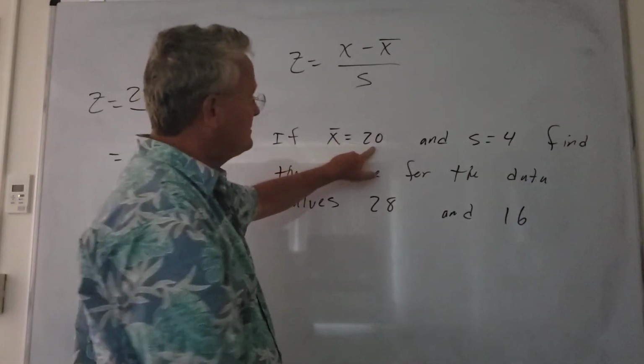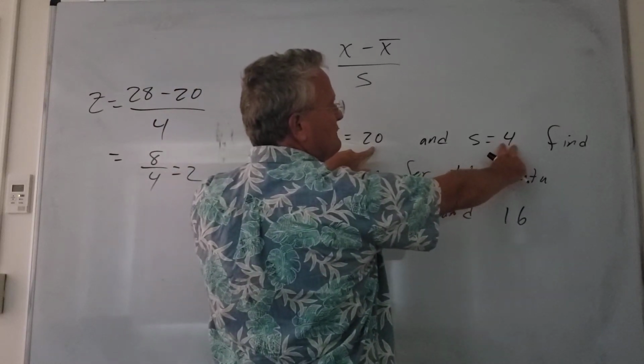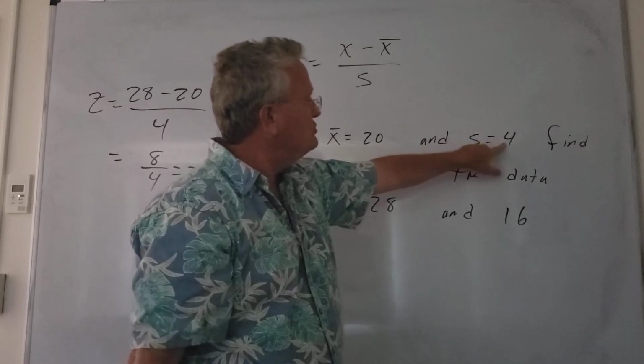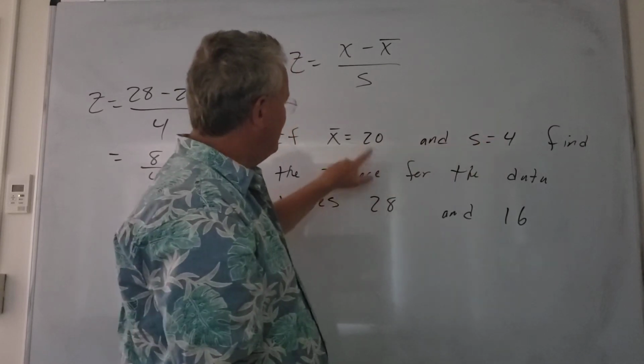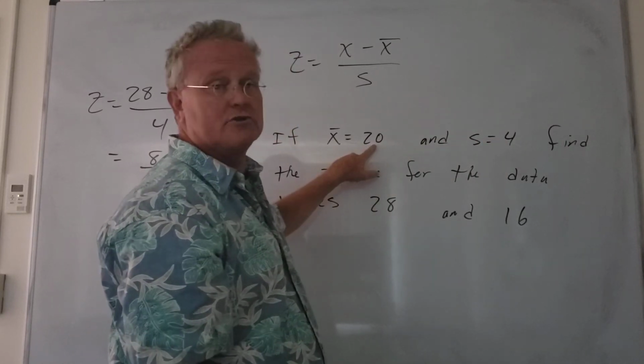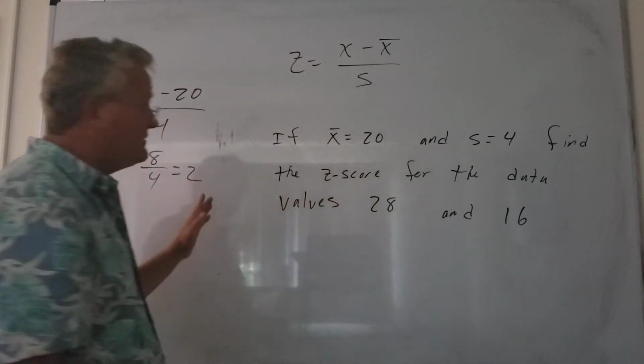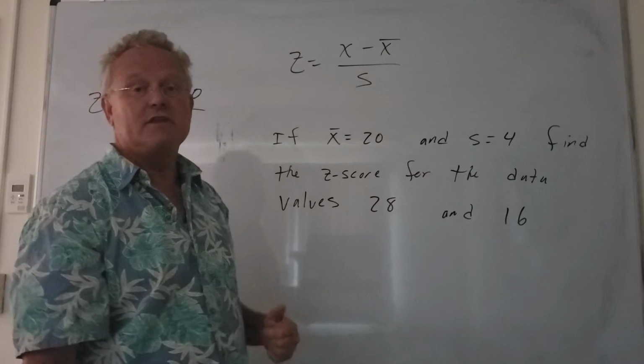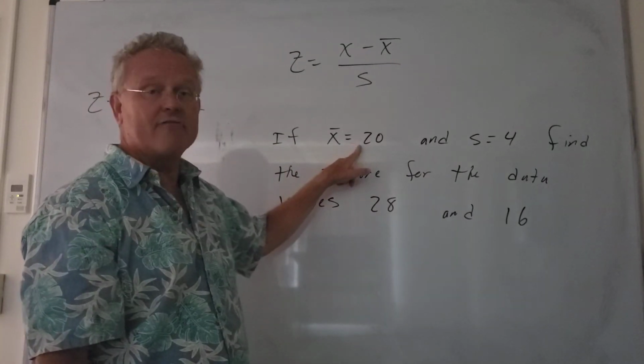It makes sense, because if I take 2 4s, that's 2 standard deviations. 2 4s is 8. 28 is 8 more than 20. This is 2 standard deviations more than, or above, the mean or the average.